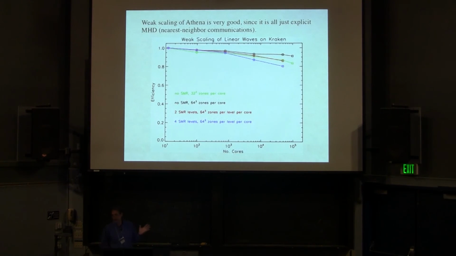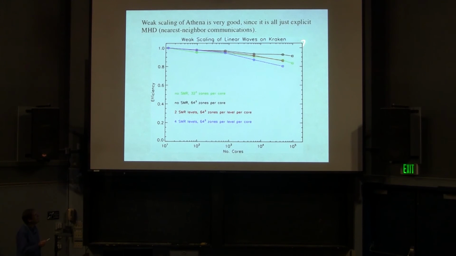And with Athena, because it's straightforward, simple, explicit differencing, we get pretty good scaling. This is the efficiency, the performance per core compared to the performance of the code running on a single processor. So it starts off at 1. If I run the code on one processor, I get the performance of one processor. And if I run it up to about 64,000 cores, the black line, which is no static mesh refinement, stays 95% efficient, which is pretty good on 64,000 cores.